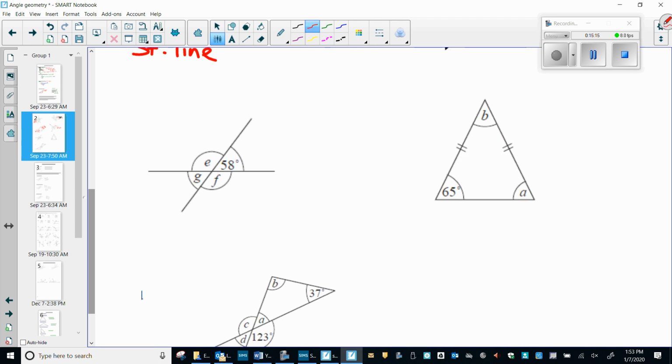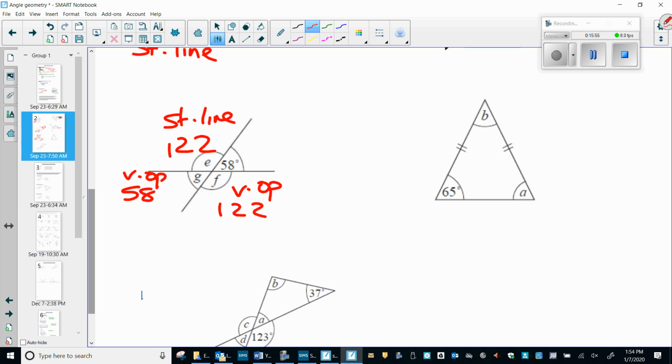And E. Vertically opposite angles are equal, and then angles on a straight line. So one of them has to be on a straight line first, okay? If we're going in alphabetical order, E first would be the straight line, and that was 122. Now we can do F, which would be vertically opposite angles are equal, and that's 122. And then G can be vertically opposite, or it could be angles on a straight line as well, and that's obviously 58.